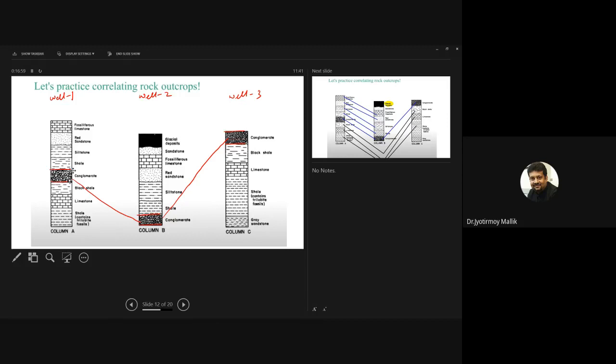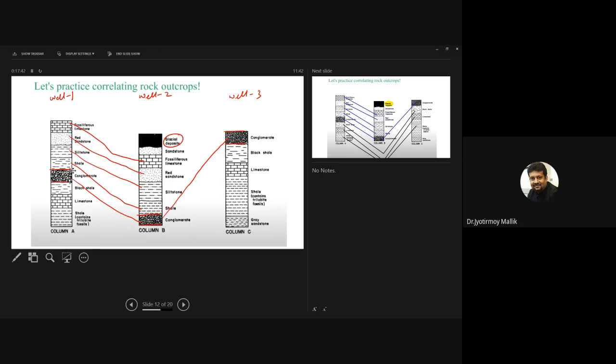Now, if we compare well 1 with well 2, I can perhaps correlate this shell, I can correlate this siltstone, I can correlate this red sandstone, I can correlate this fossiliferous limestone. But then this glacial deposit and sandstone is not present here. So whatever rocks we are looking at right now, this glacial deposit is perhaps my youngest rock. In all three columns, if we look, this glacial deposit is my youngest rock.